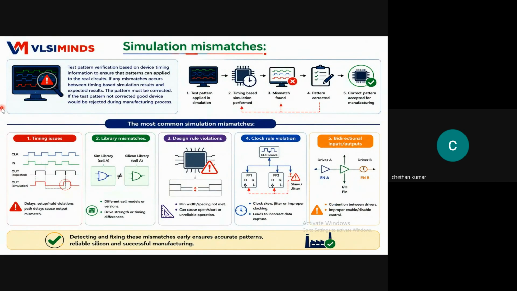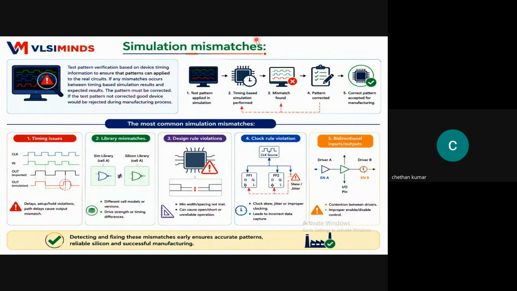So what are the mismatches you may get, or what are the possible failures you may see during the simulations? In the simulations, basically we see mismatches called binary mismatches and X mismatches. In the simulation we compare the expected results with the simulated results. If the expected result and simulated result are the same, then the miscompares will not be there. If there is any change between the expected and simulated, there will be miscompares or mismatches.